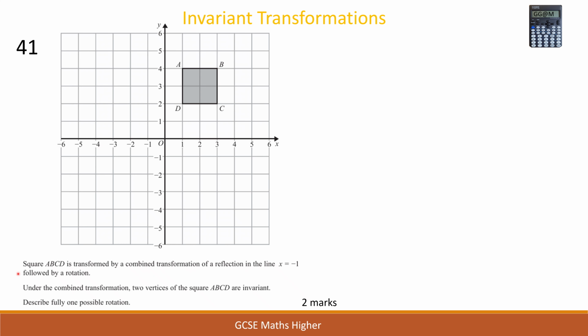So keywords in the question. You're reflecting in the line x equals -1. So here's my x-axis, x equals -1 at this point here. So this is a vertical line, the line x equals -1. So you've got to reflect in this line here, and then it's going to be followed by a rotation. Now, under the combined transformation, two vertices of the square are invariant, which means they do not change.